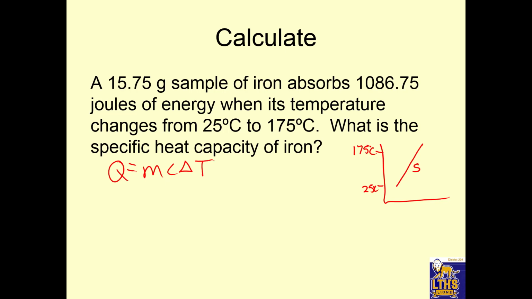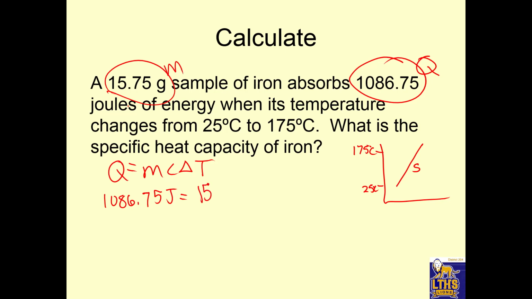Q is this, because this is joules. So I have 1086.75 joules. M is mass. So mass is 15.75 grams. C is what we're looking for, specific heat capacity. And 175 minus 25 is the delta T, and that's degrees Celsius.